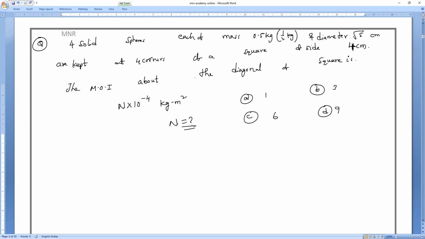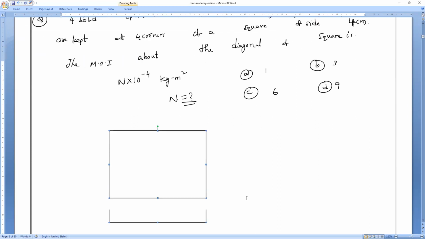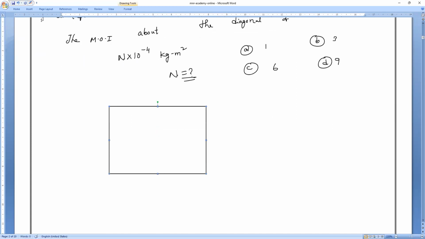Okay. So now 4 solid spheres, each of mass how much, guys? Everybody? Each of mass is how much? Please respond. It is 0.5 kg. So you can take it your choice. So you can notice it. So totally 4 masses, 4 spheres, each mass is 0.5 kg, has been kept at the 4 corners.